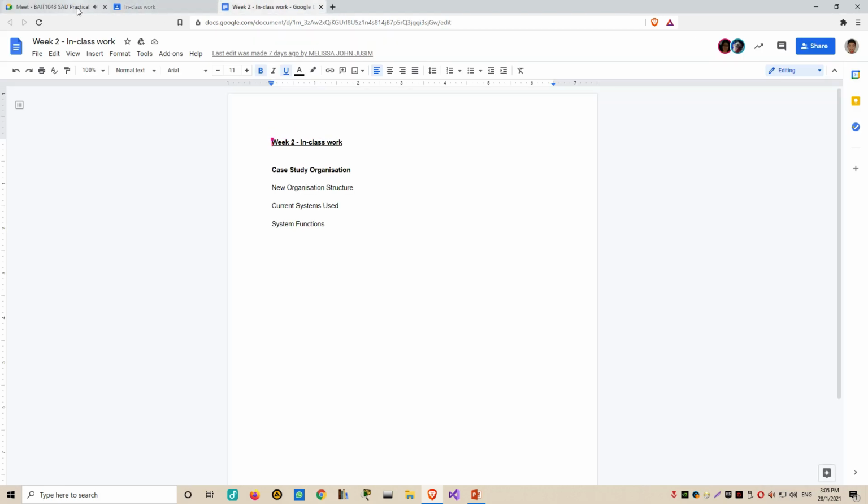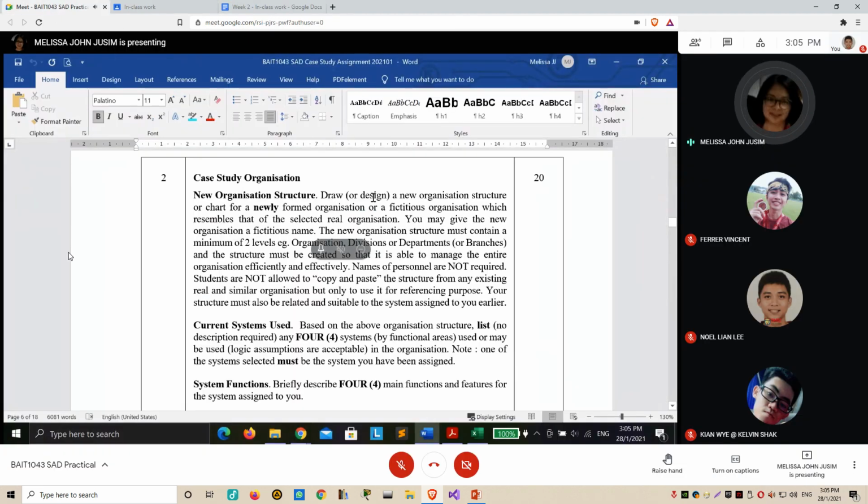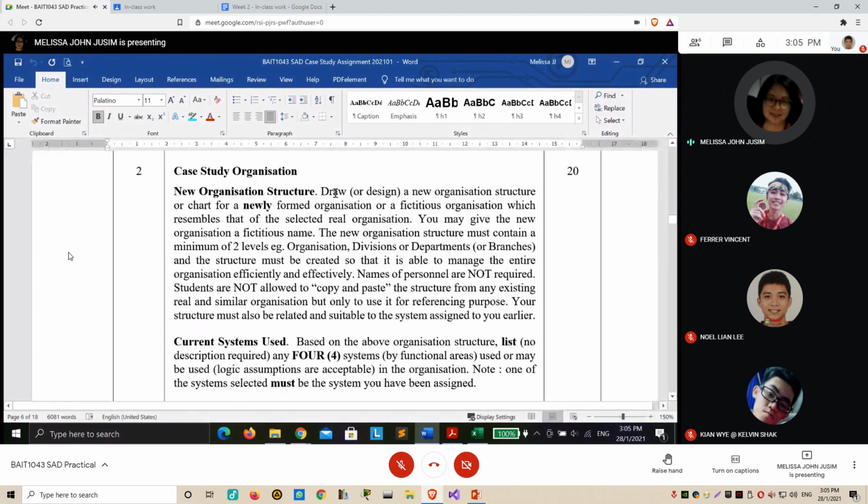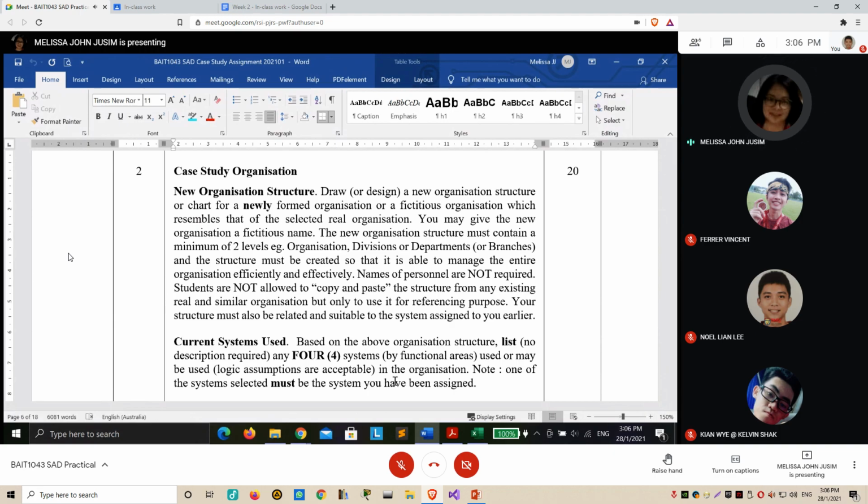Right. So what you need to present next week would be the organization chart. This one should be a new organization chart for the bus company. So you need to confirm with me today what is the name of the bus company. It can be a fictitious organization, but you still need to tell me the actual bus company that you are referring to.